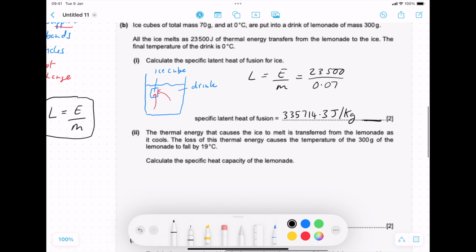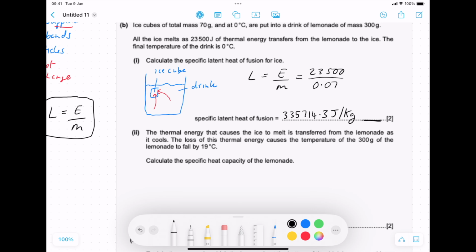The thermal energy that causes the ice to melt is transferred from the lemonade as it cools. The loss of this thermal energy causes the temperature of the 300 grams of the lemonade to fall by 19 degrees C. Calculate the specific heat capacity of lemonade. So now we're bringing in the formula that I discussed in my previous videos on heat capacity. If you haven't watched them, please look at the link below in the description.